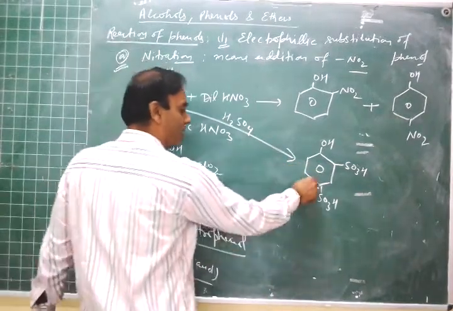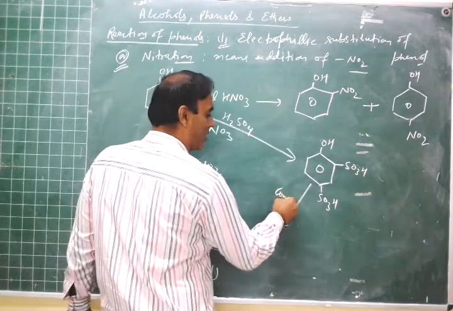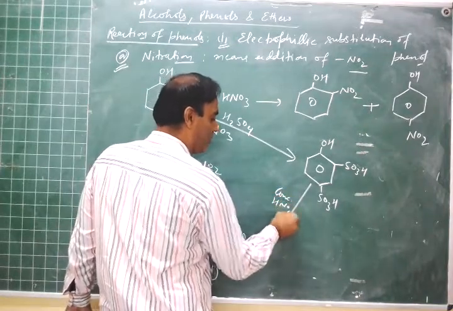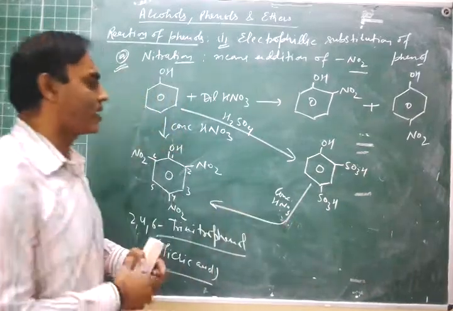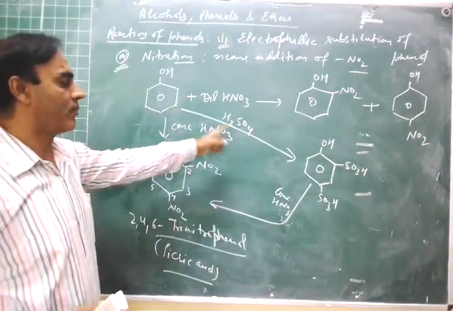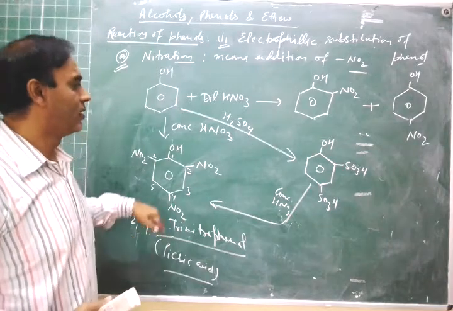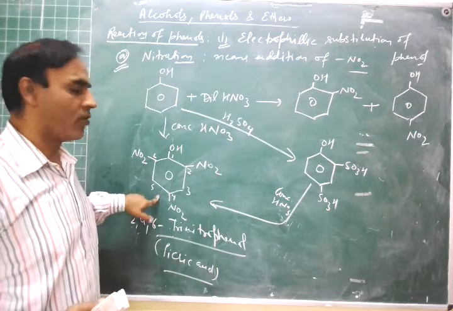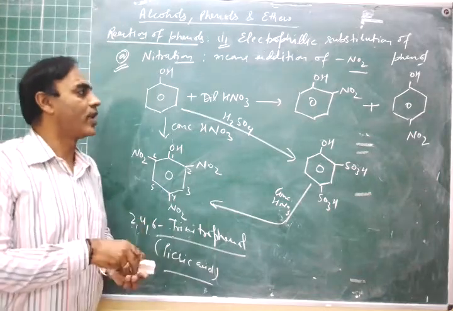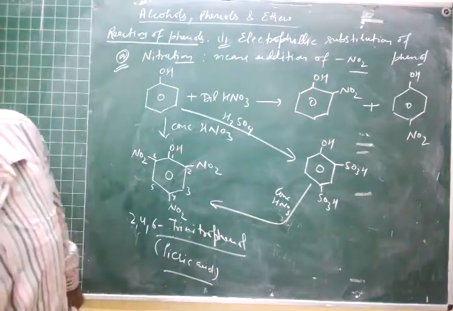And when this is reacted with concentrated HNO3, then we get this type of product. So this is another method by which we can form picric acid, and in this method we get more yield of this product. So next we will discuss the next reaction.